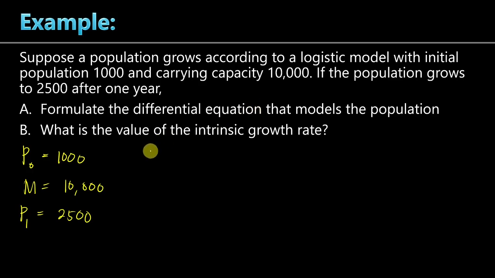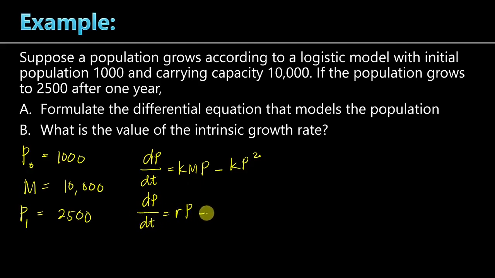So, remember, the logistic differential equation, so that's dP over dt is equal to KMP minus KP squared. Pero dito wala tayong R. So kung gagamitan natin yan ng R, dP over dt equals RP minus R over M times P squared. Okay, so ito na yung differential equation natin. However, hindi pa natin alam kung ano ang value ng R, although alam na natin yung value ng M. Okay? So for letter B, what is the value of the intrinsic growth rate? So remember that the intrinsic growth rate is R. Okay, and since we know the value of P1, we can use this to get the value of R.